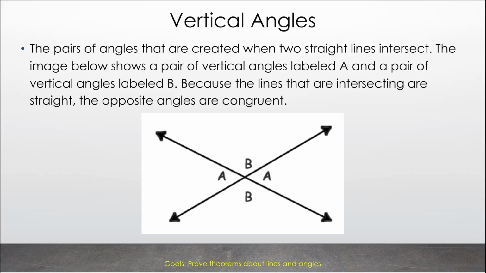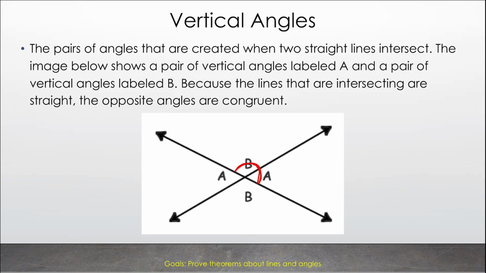So vertical angles are the pair of angles that are created when two straight lines intersect. The image below shows a pair of vertical angles labeled A and a pair of vertical angles labeled B because the lines that are intersecting are straight. The opposite angles are congruent. This is all based off of the fact that a straight line is 180 degrees.